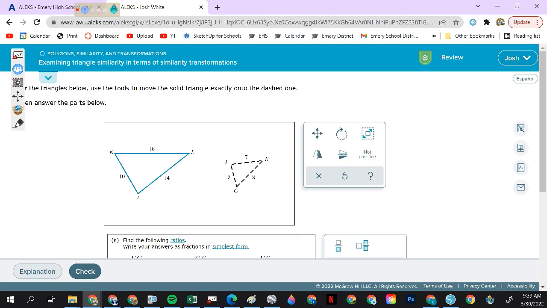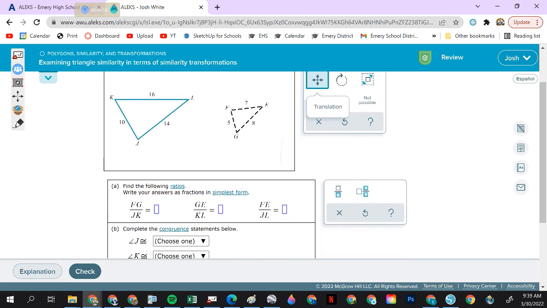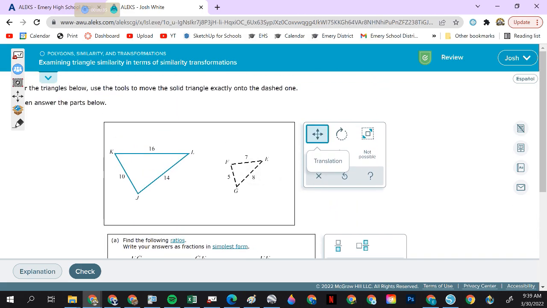So, if you use the translate button, which one do you grab? Move the solid triangle onto the... Okay, I'm going to have to do this from my desk.